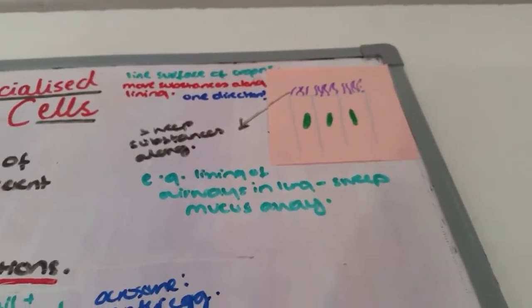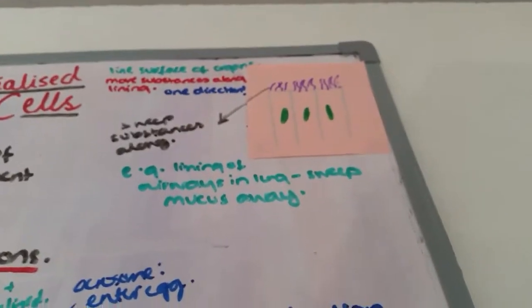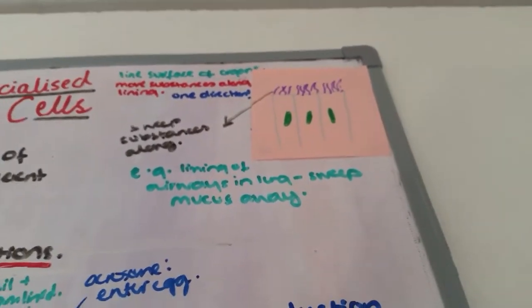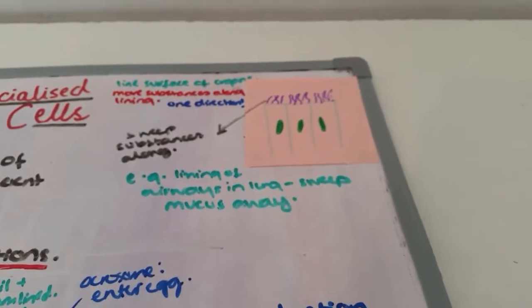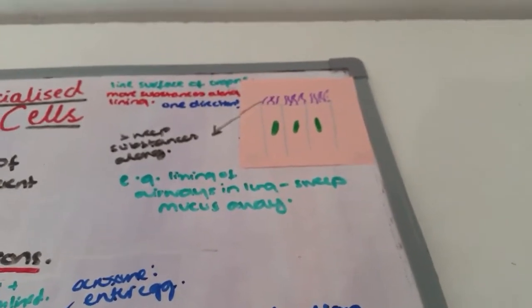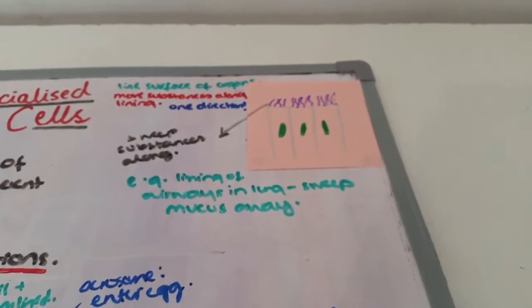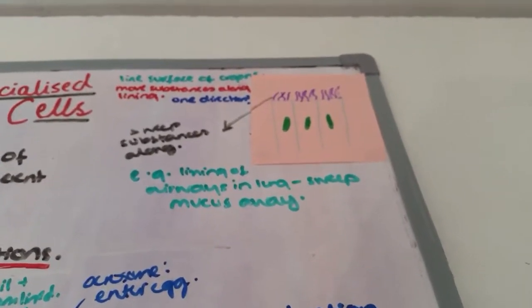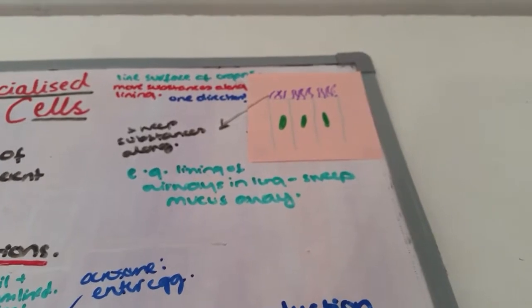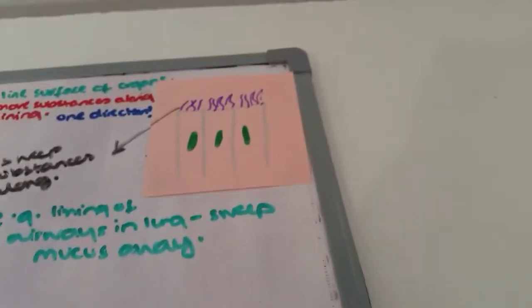epithelial cells. Okay, so these epithelial cells, what are they used for? They're used to line the surface of organs. So that's the purpose of them. They move substances along the lining of organs in one direction. So they sweep substances along. And that is the main function of the cilia. So they're hair-like structures and they move substances.